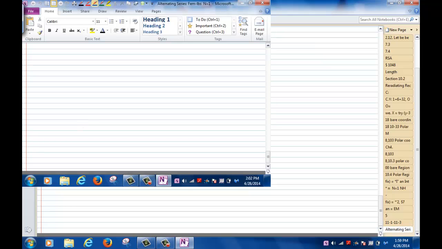What I wanted to do today is section... I want to look into section 11.5. That's on what we call the alternating series test. So, alternating series.